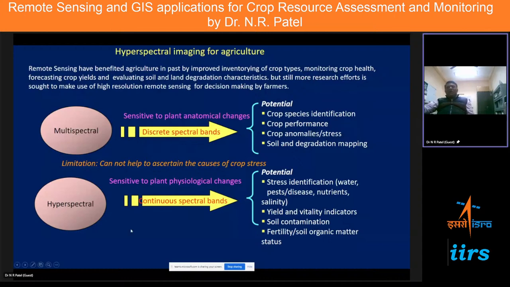But hyperspectral can be sensitive to biochemical composition as well as plant physiological changes. Inherent biochemistry as well as plant physiology is altered because of different kinds of stress, and it is possible to detect this with hyperspectral remote sensing.